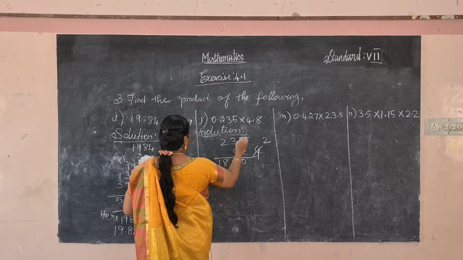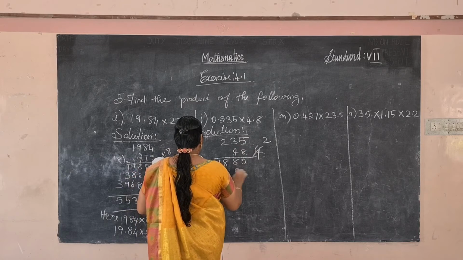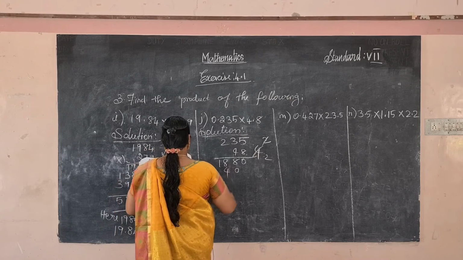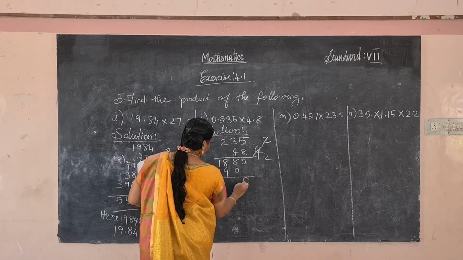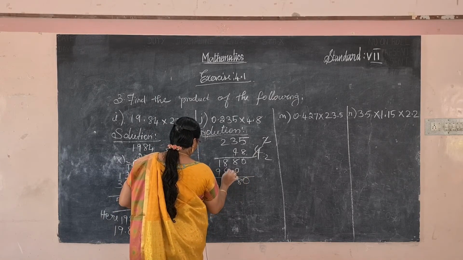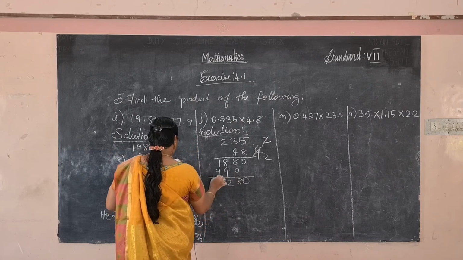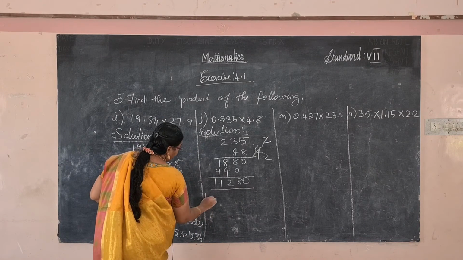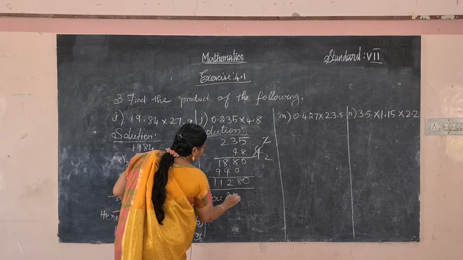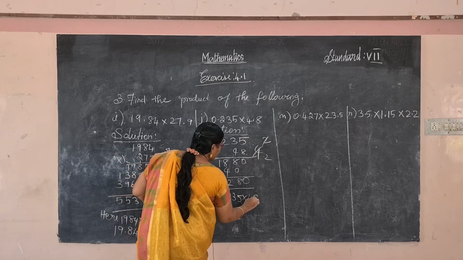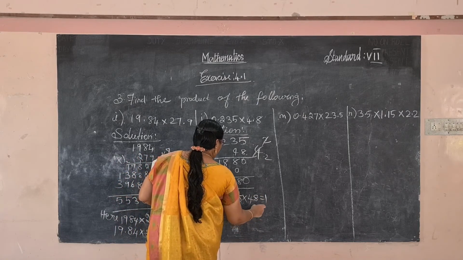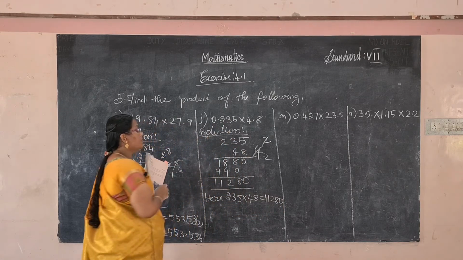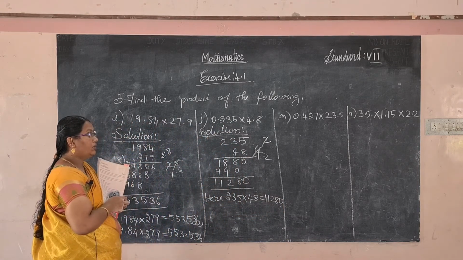Okay. So next one, 5 4s are 20. 2, 12 plus 2 is 14, and 9. Okay. Now add. 12, 11. Okay. The product of 235 into 48 is equal to 11,218. So how many decimal places after the decimal point?